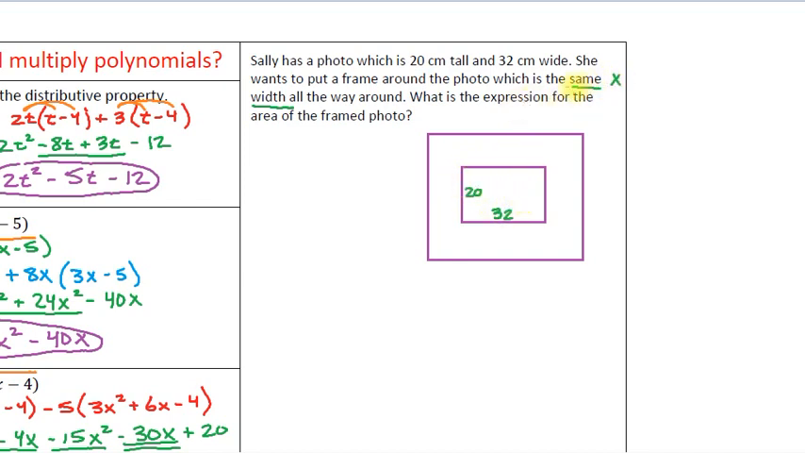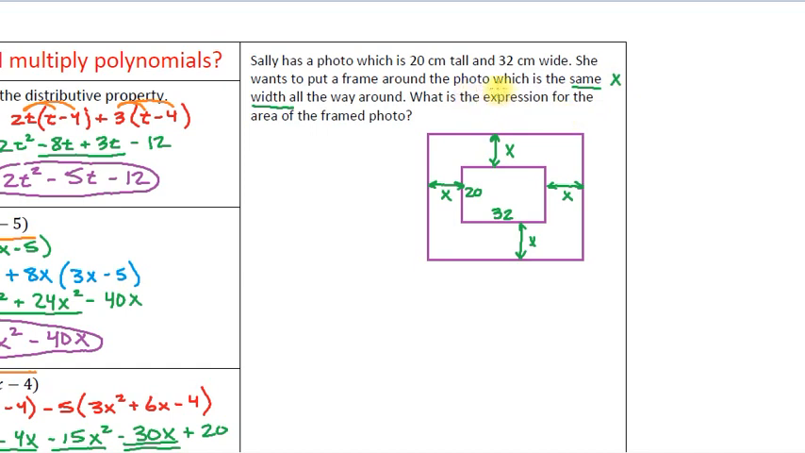So now here's the weird part. How do you diagram this? So what you do is you're going to say, okay, the width of this frame from the photo to the end is x. Well, it says it's the same width all the way around. That means this width is also x. And we could also say that this width is x. And same thing on this side. This width is x. So everywhere around this picture, we've got a frame that has a dimension or a width that is x centimeters wide.